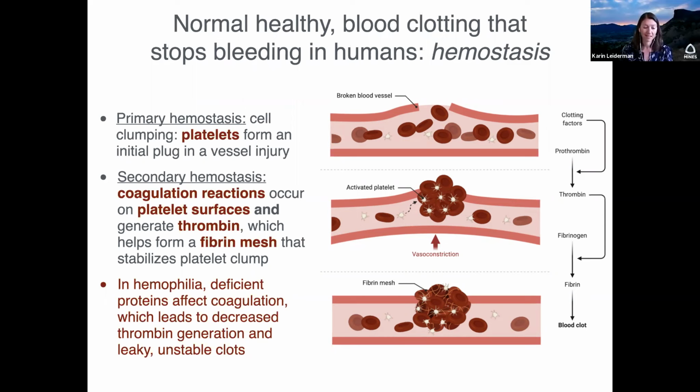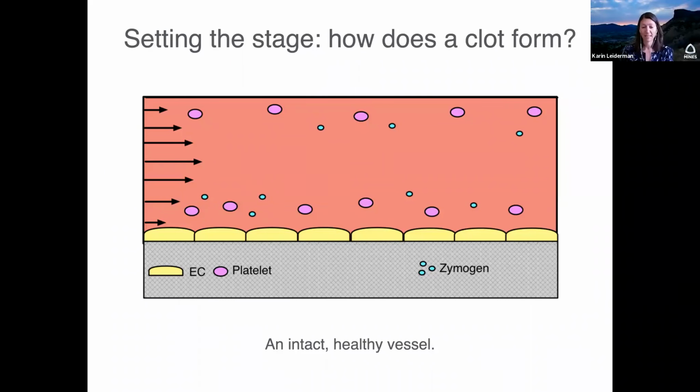All right, so to set the stage for the rest of the talk, I'm going to walk through this overall process a little more slowly. First, this is just a schematic of a blood vessel lined with an intact layer of endothelial cells, shown here in yellow. These are the cells that act as a barrier to keep your blood from clotting all the time. The purple ovals represent platelets, and the blue circles are zymogens, which you can think of as precursors to some of the enzymes that will be used later in the coagulation process, the clotting process. They get converted into enzymes later.